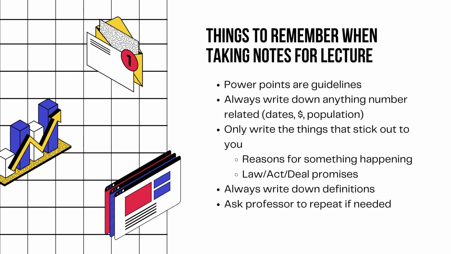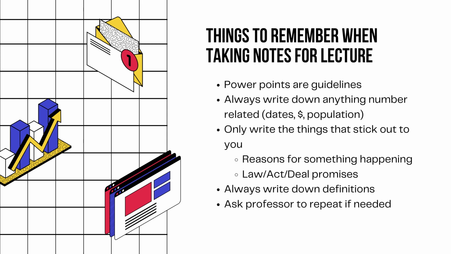Only write the things that stick out to you. So if your professor is rambling and they're kind of just not saying anything, don't take notes of that. But if they're talking about reasons for something happening, so for example, they're talking about how World War II happened, right? Like, what were the reasons?